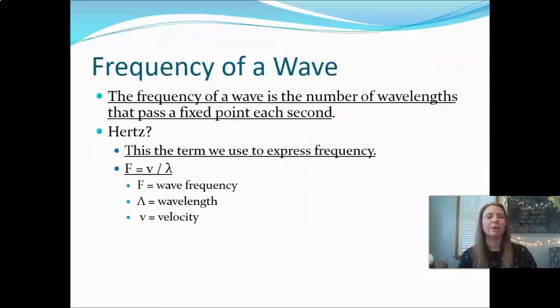And so the last thing that we're really going to focus in on is the frequency of the wave, which is how many times or how fast it is moving in relationship to a fixed point. So the frequency of a wave is the number of wavelengths that pass a fixed point each second. We measure frequency in hertz, Hz. And to find frequency, we are going to use the equation right here. Frequency equals the velocity of the wave divided by the wavelength.